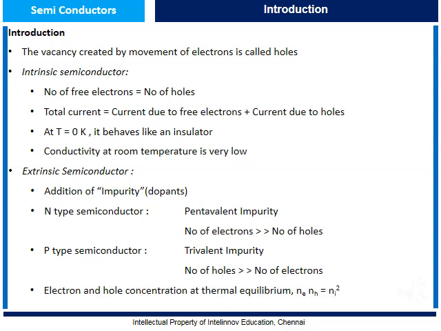At thermal equilibrium, electron and hole concentration can be given as n_e n_h equal to n_i squared, where n_i is nothing but thermally generated electrons.